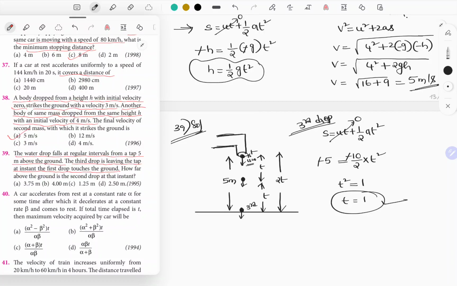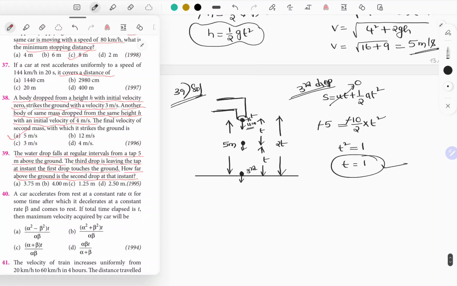Okay. Now what's the question they're asking? How far above the ground is the second drop at that instant? They're asking the second drop's height from the ground. Okay, so second drop.